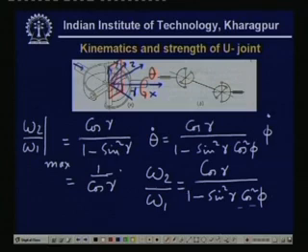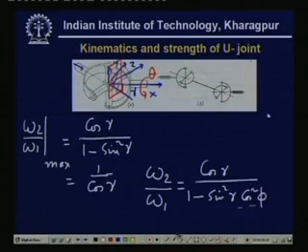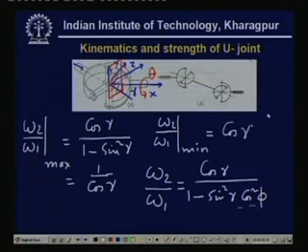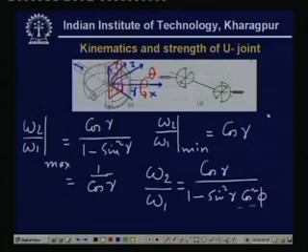What about the minimum value? The minimum value will be when this one is maximum, and that can be only 1. So, this is cosine gamma. Therefore, it varies from 1 by cosine gamma to cosine gamma, right. So, if gamma is say for the maximum limit 45 degrees, then this varies from root 2 to 1 by root 2. So, there is a high fluctuation in the angular velocity.